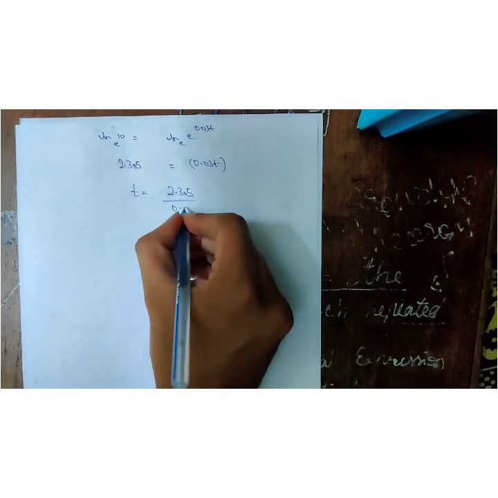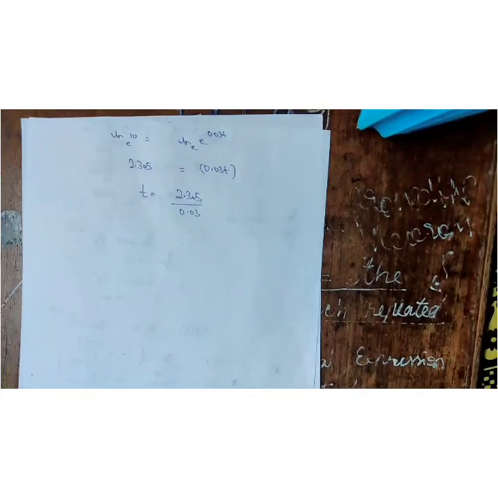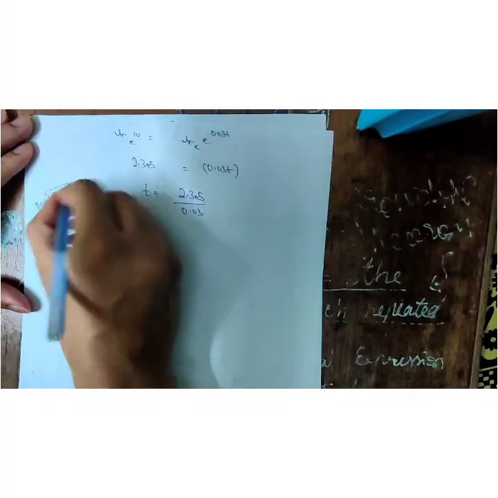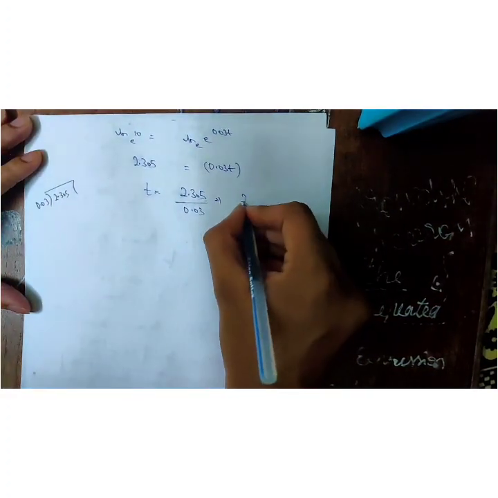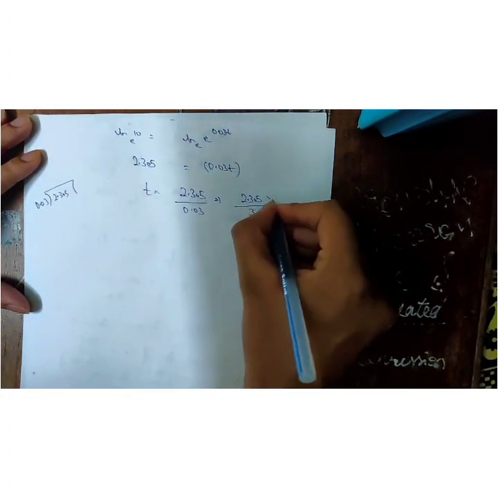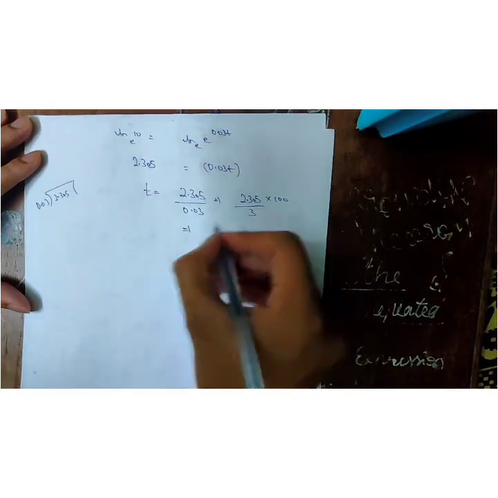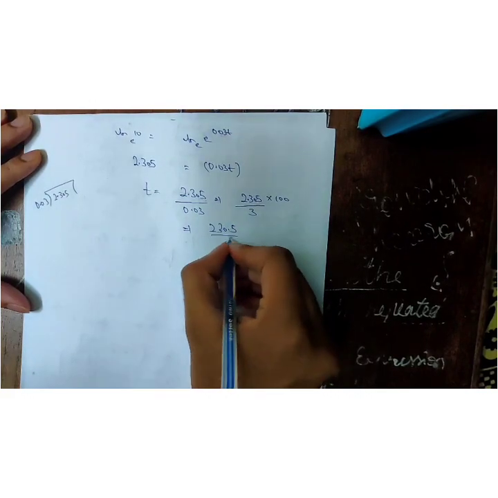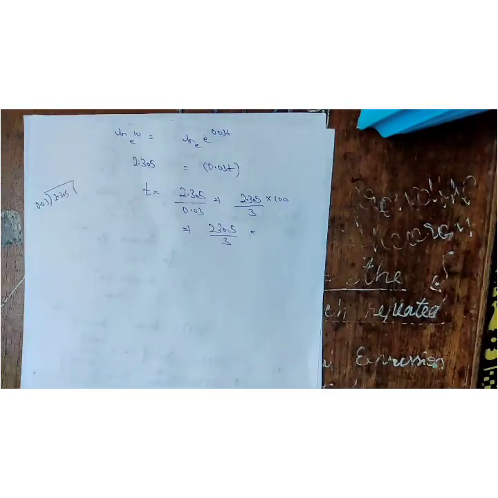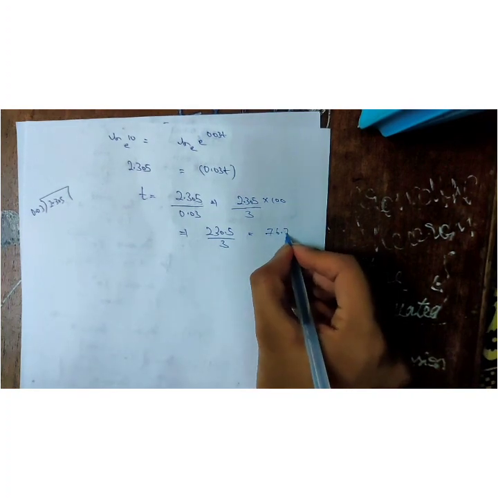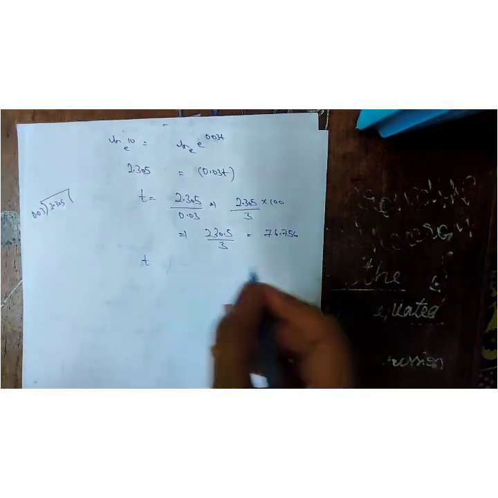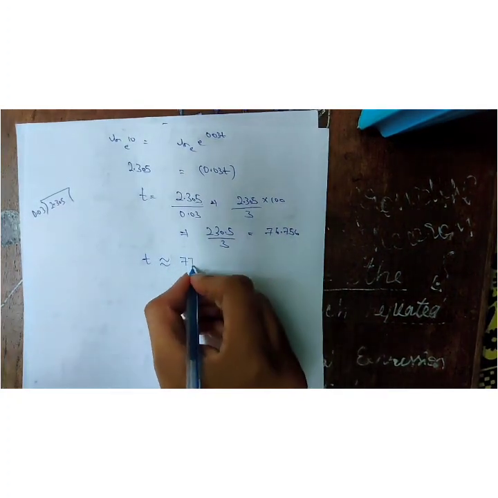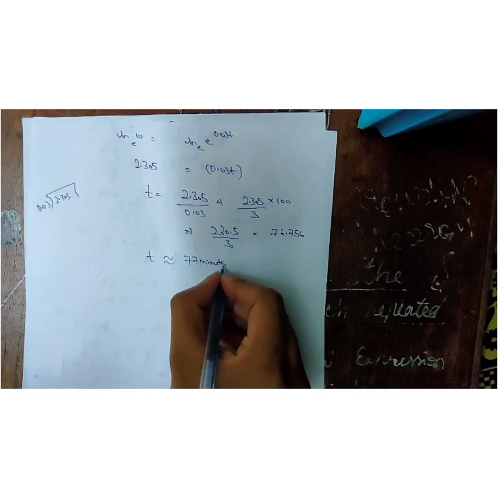2.305 divided by 0.03. Now we can write it as 2.305 divided by 300, and after multiplying we get 1000, so 230.5 by 3, which is approximately given by 76.756. And now 76.756 is closer to what? 77. We can equate it to t is equal to approximately 77 minutes.